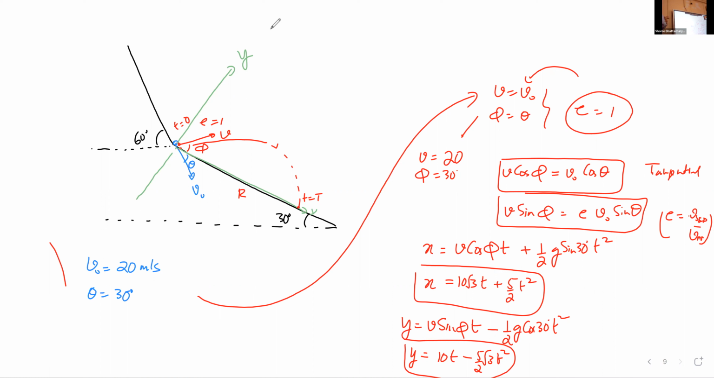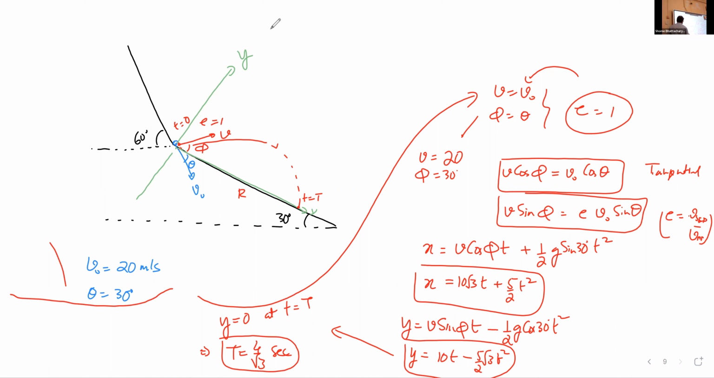So time is coming how much? 2 by root 3, is it? Or 4 by root 3? Okay, so put 4 by root 3 here. So y is equal to 0 at t equal to capital T. So you will get, and then x is equal to r at t equal to capital T.